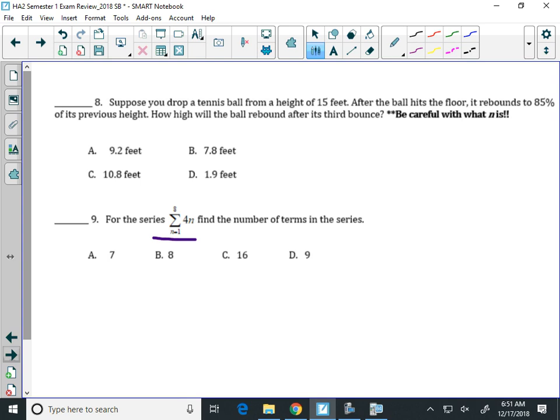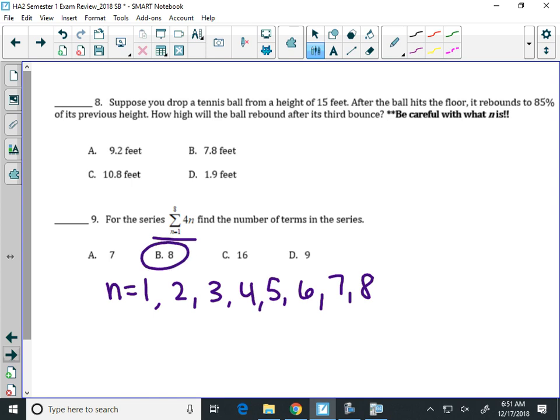So think about that. If I'm adding up terms, term 1, 2, 3, 4, 5, 6, 7, and 8. How many terms is that? Well, if you count them up, that means you're adding up 8 different terms. There's no trick here. It's just B.